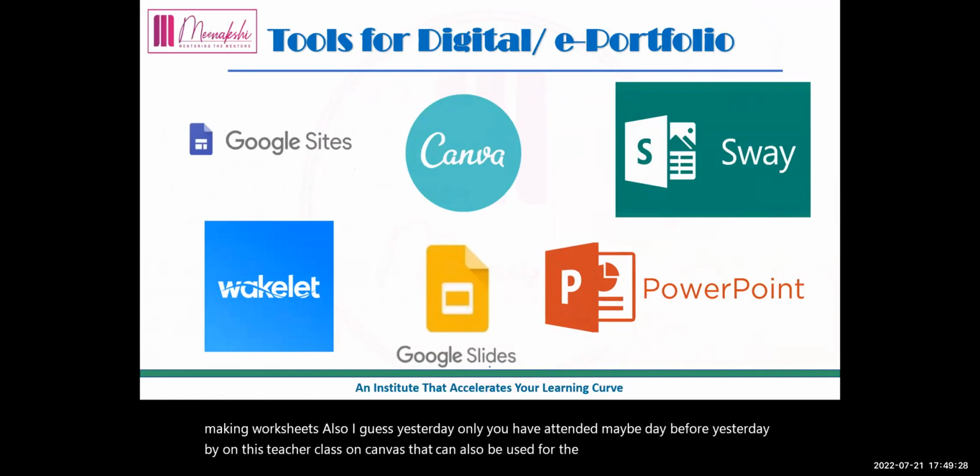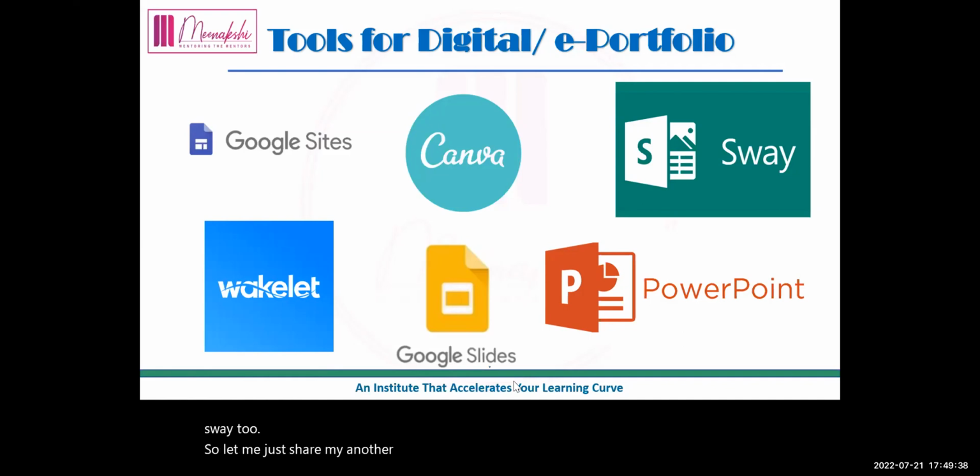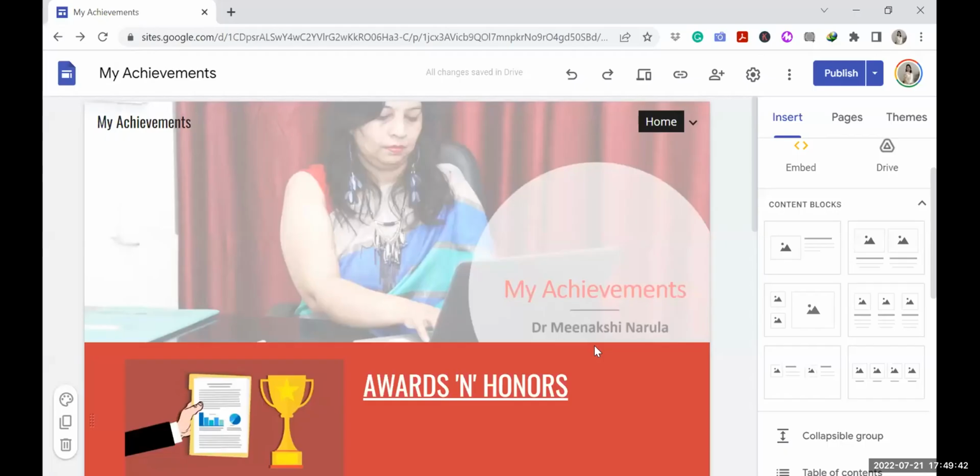Wakelet you can use. Google Slides can be used. PowerPoint, I have shown you just right now. And there is one more, Sway. So let me share my other screen and show you something that I have quickly made on Google Sites. In Google Sites, children will be able to create their own websites. I have made my portfolio. You being teachers, you can also create your portfolios.